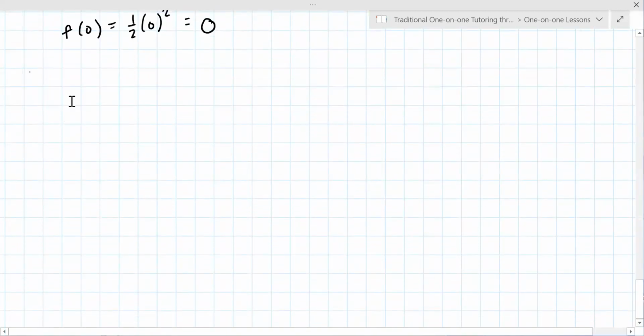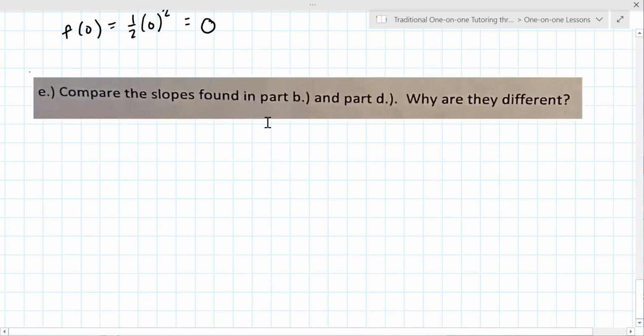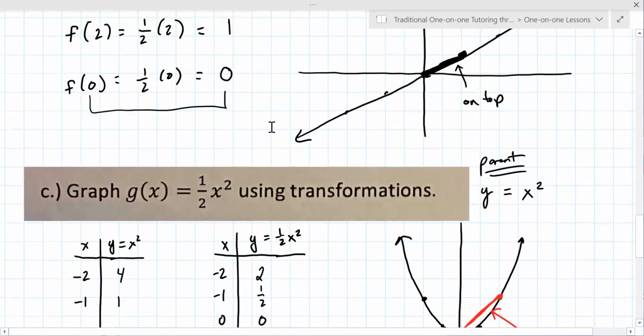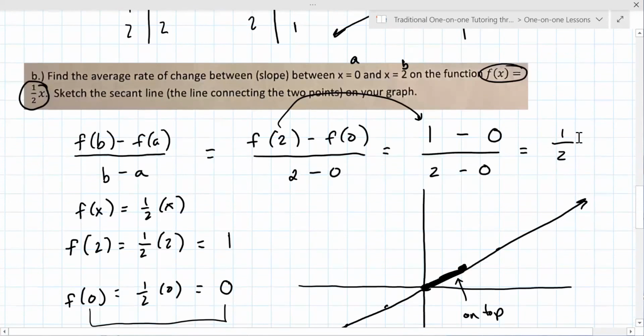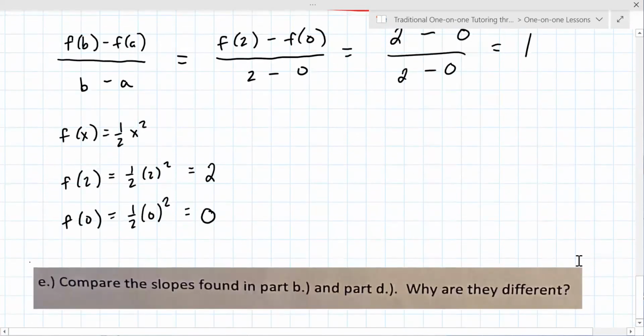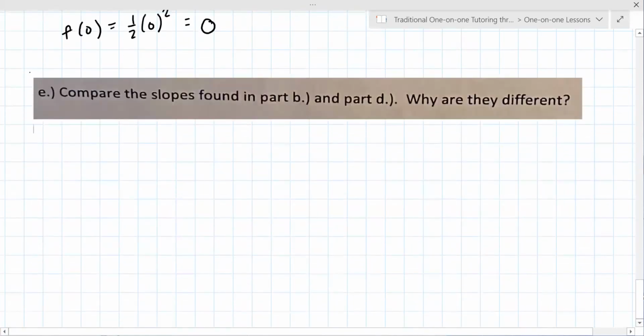Let's do it right there. Okay, so in part B, your slope was 1/2. So in part B, it was a slope of 1/2. And in part D, it was a slope of 1. And yes, they are different this time.